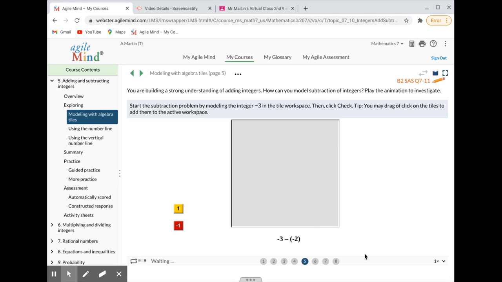It's sort of like the keep change flip method that we use with fractions. So you're just swapping the signs. Yeah. I got you.